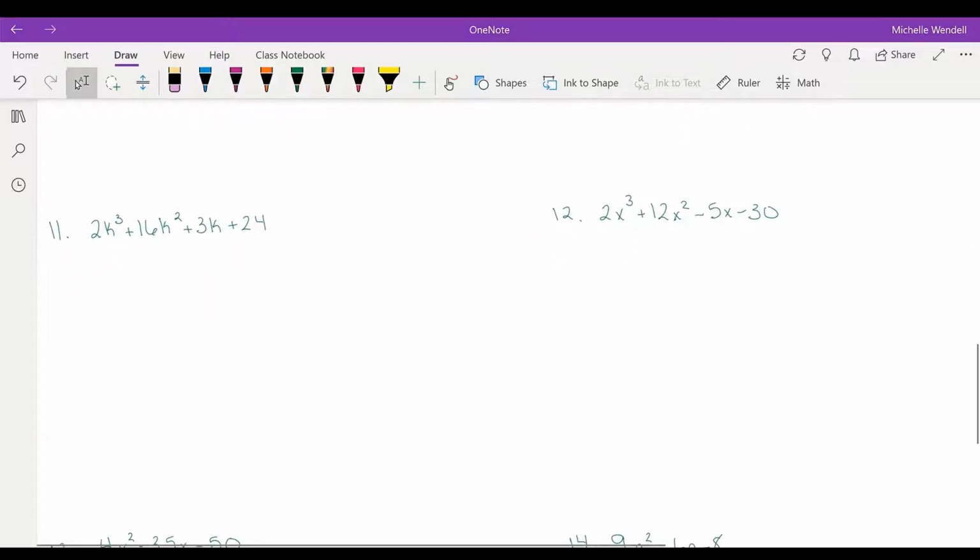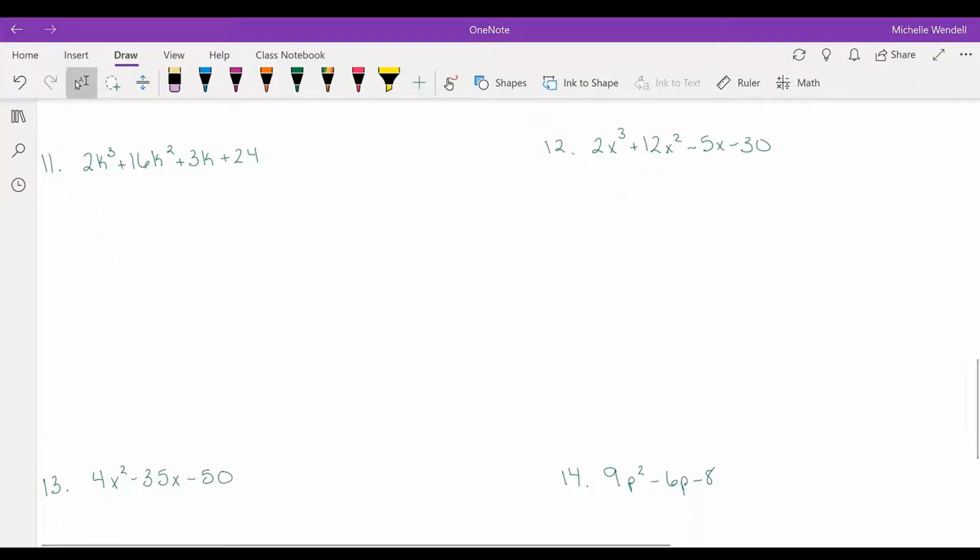Alright, we just got a few more left. Number 11 here. I have 2k cubed plus 16k squared plus 3k plus 24. This is a factor by grouping problem. And the thing that gives it away is that this has 4 terms.